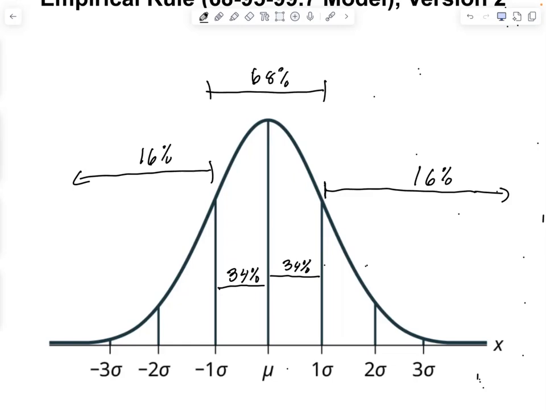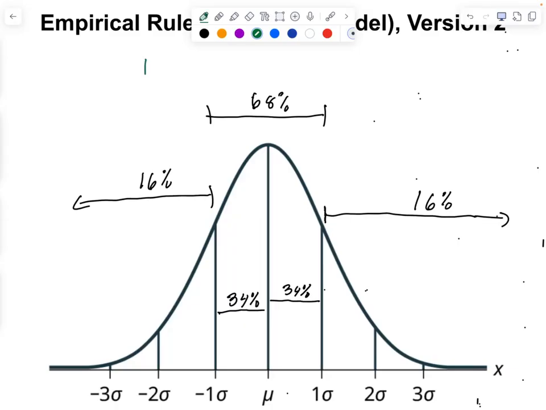47.5%. So that means, and I'm not going to write that number on here, that means that from here to here, from here to here is 47.5%. Yes? Does everybody see that?